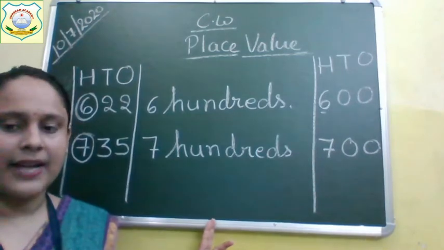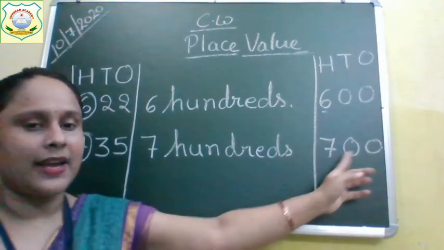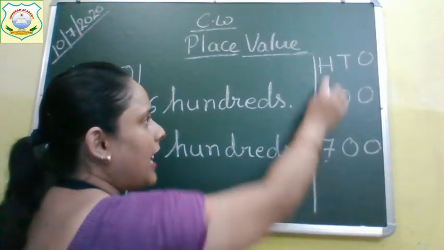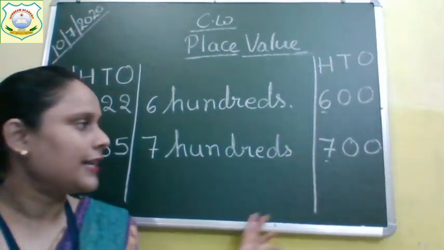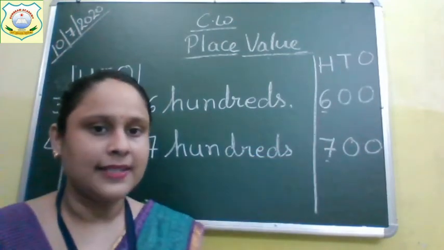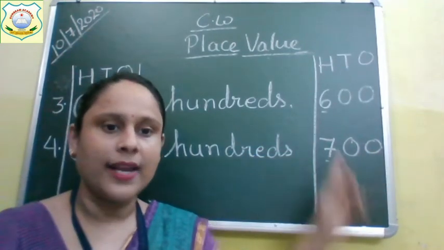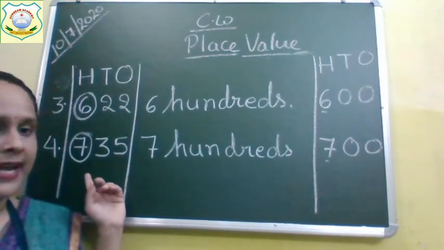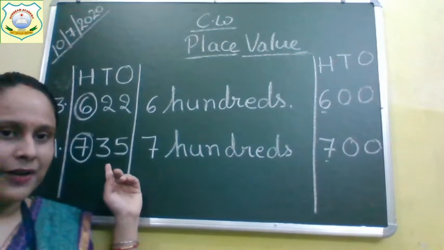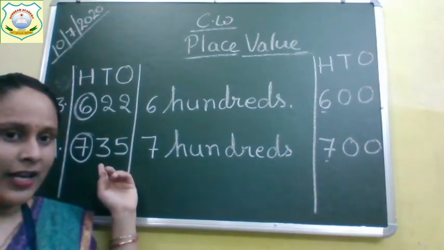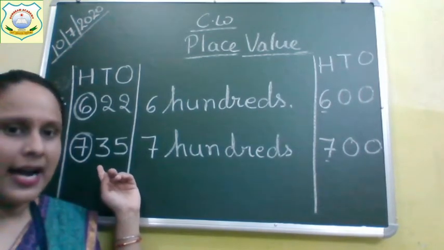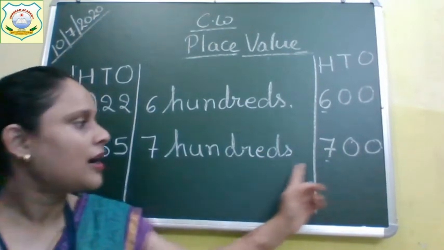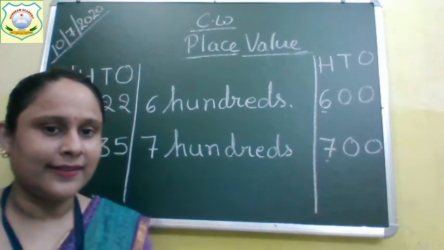7 hundreds or 700, where 7 will be written in hundreds place, 0 in tens place, and this last 0 in ones place. Clear? Next number is 735, where 7 is written in hundreds place. So 7 hundreds or 700.